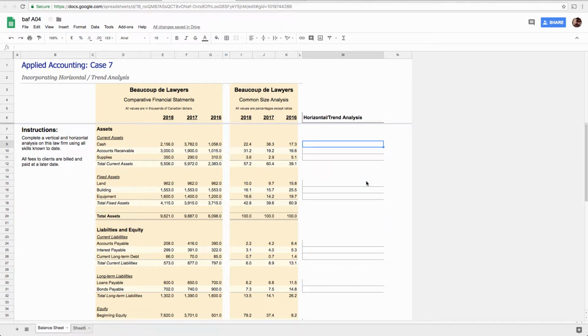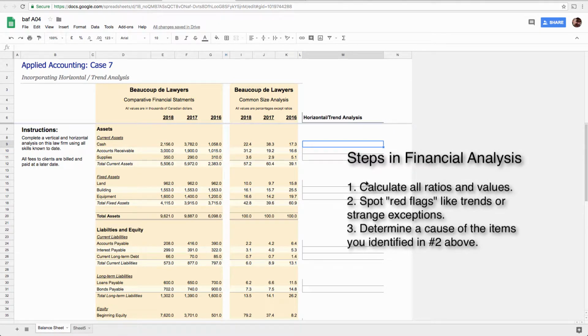Now, our numbers being done, however, doesn't mean we are. We still have most of the work yet to do. And that's what we really need to talk about in this lesson. We have to look at each line and spot what trend is there. And then your next step in financial analysis is trying to hypothesize the reason that could be causing this.